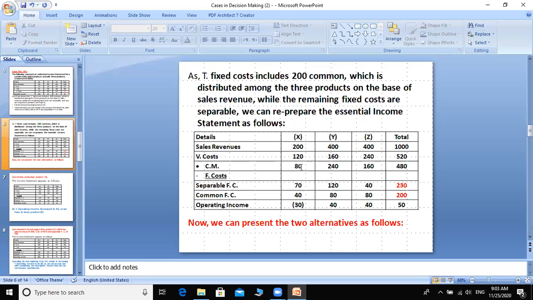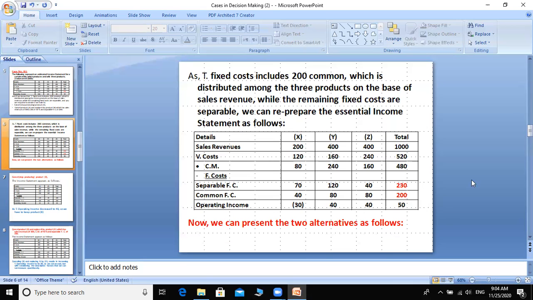The contribution margin of it will be lost. So I will lose 80, but I will save its separable cost of 70. So is it logical to lose 80 for saving 70? This means a loss of 10. So the 50 will be 40.